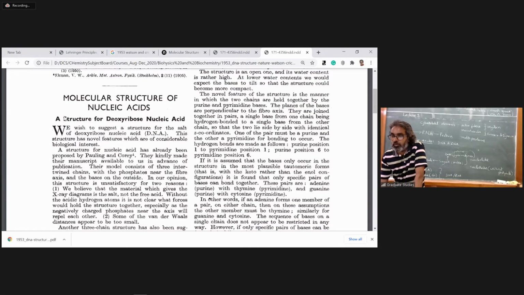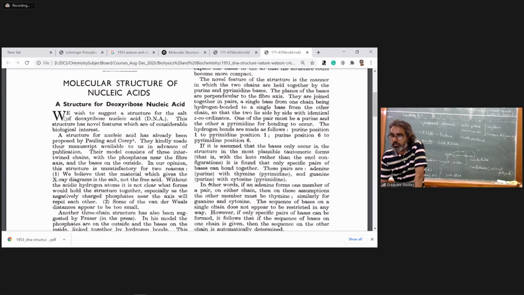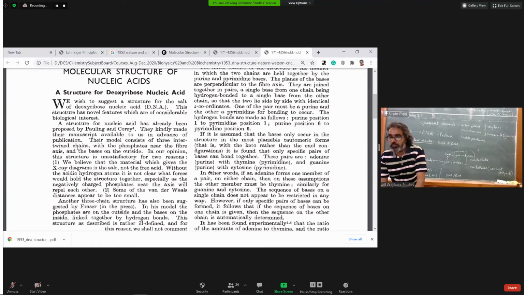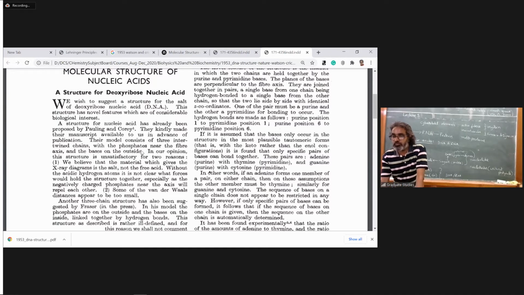So you see the first line, the title: Molecular Structure of Nucleic Acids, A Structure for DNA. "We wish to suggest a structure for the salt of DNA." They are not saying that this is the structure. They are just suggesting. And you see the second paragraph, first line: "A structure for nucleic acid has already been proposed by Pauling and Corey. They kindly made their manuscript available to us in advance of publication." That means it was not even published. "Their model consists of three intertwined chains, with the phosphates near the fiber axis, and the bases on the outside." That's exactly the opposite of what they are thinking.